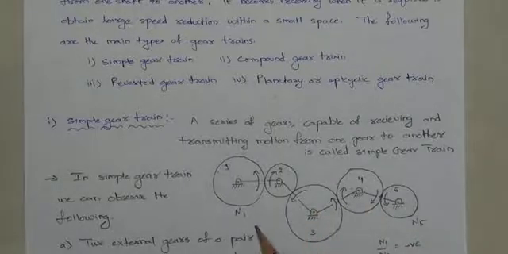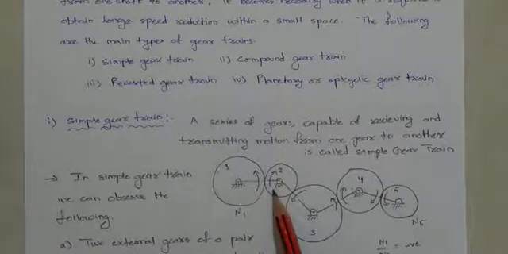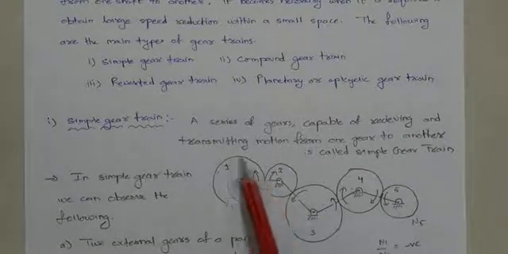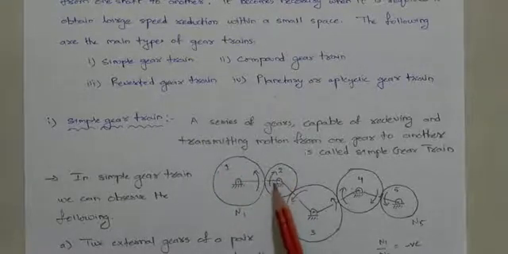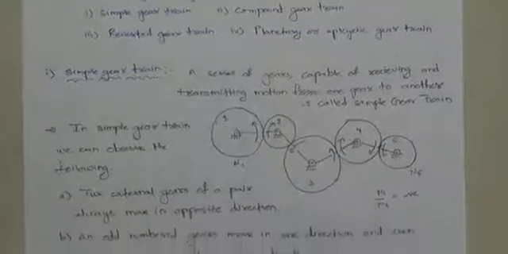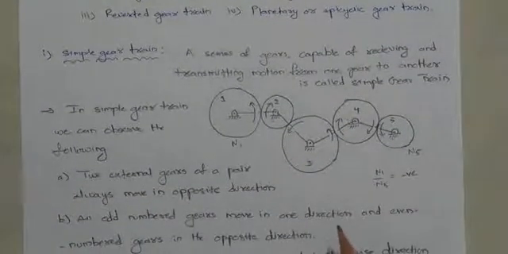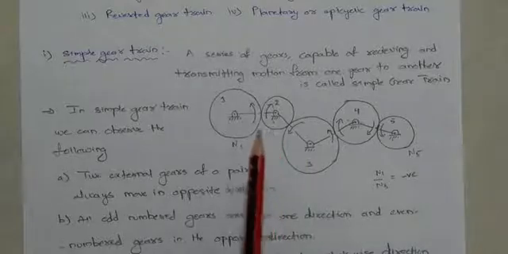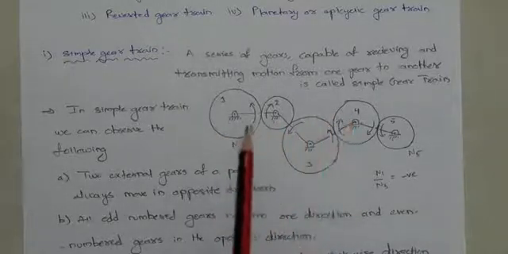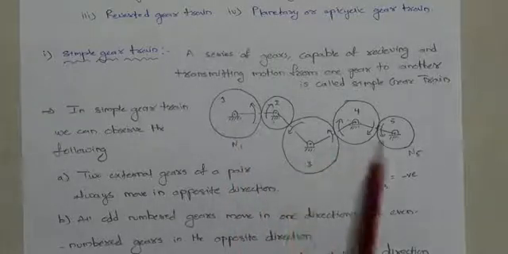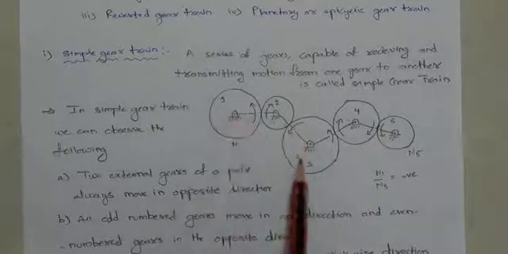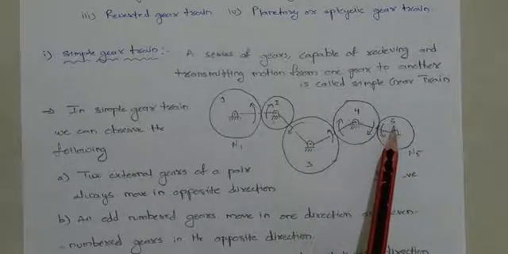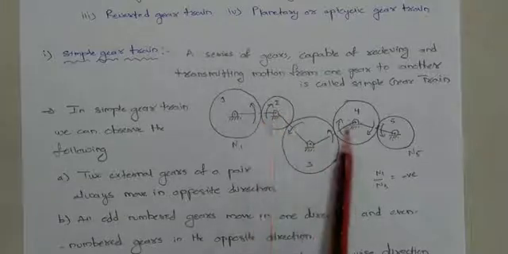In order to identify a simple gear train, we have 2 points to remember. First, 2 external gears of a pair always move in opposite directions. For example, if you consider this pair, one is rotating in the anti-clockwise direction and the other in the clockwise direction. Second, all the odd numbered gears move in one direction. Odd numbers, 1, 3, 5, will move in one direction, and the even numbers, 2 and 4, move in the other direction. The first, third and fifth gears rotate anti-clockwise, and the second and fourth rotate in the clockwise direction.